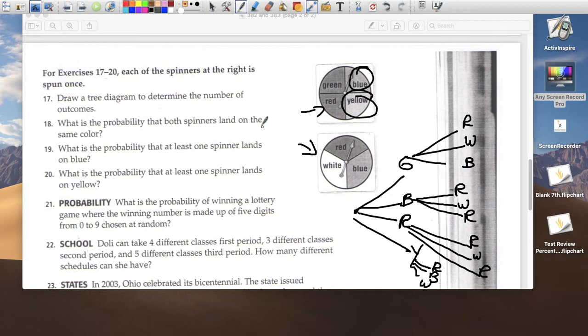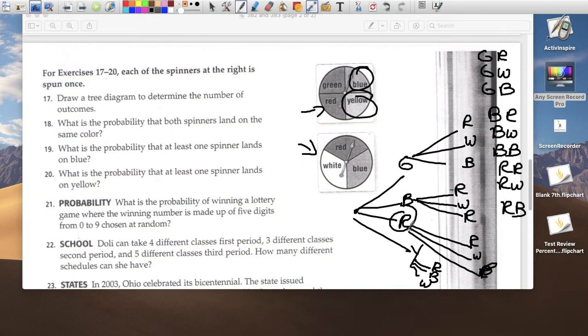What's the probability that both spinners land on the same color? Well, do we have anything on the same color? So I will actually write this out. I can get a green and a red, green and a white, green and a blue. I can get a blue with a red, blue with a white, and blue with a blue. And then I can get a red with a red, red with a white, and red with a blue.